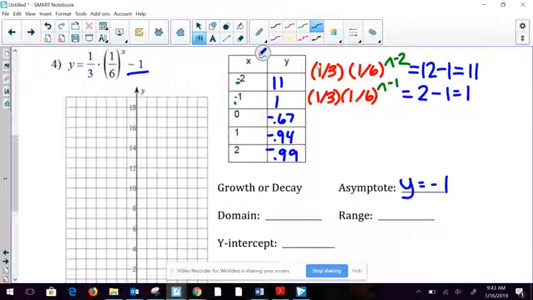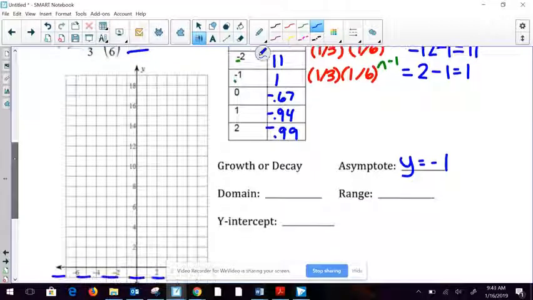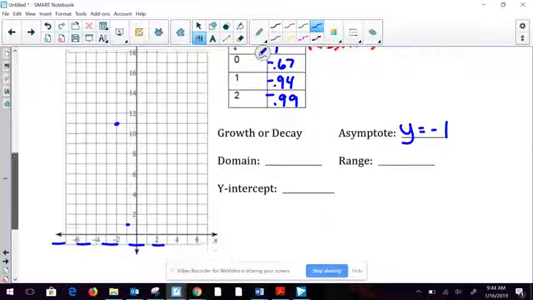Welcome back. Did you get those same numbers? Awesome job. And yes, it's okay to have these negative decimals. They're ugly, but we're going to deal with them and we are going to be A-okay. So 2, 11 is right there. -1 is right here. This is where it gets a little dicey. 0, -0.67. Here's my 0. I'm down below the line. 1, -0.94. Again, I'm down below the line. 2, I'm still below the line.